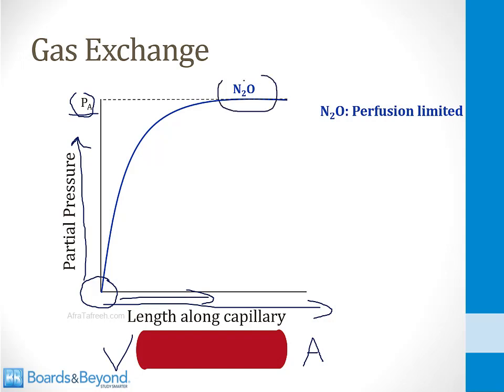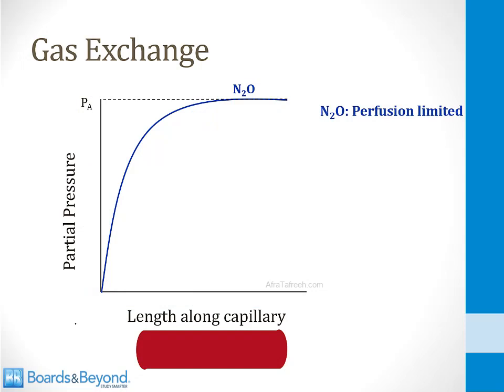reaches equilibrium where the concentration in the blood, which is the blue line here, is equal to the concentration in the alveoli. And when a gas behaves like this, we say it is perfusion limited. And nitrous oxide is the classic example of a perfusion limited gas. And you can establish this experimentally by looking at how quickly the concentration rises as blood flows through a capillary.